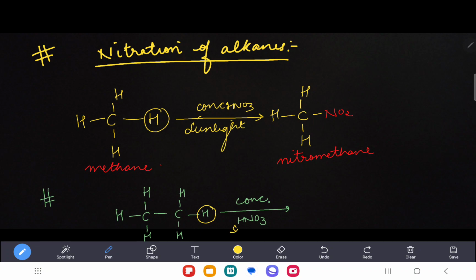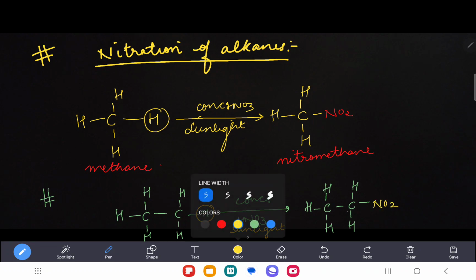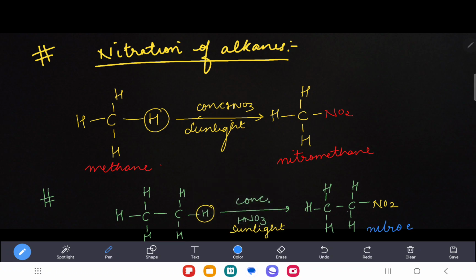You understand? So in the presence of sunlight, this is going to replace one H. You understand? And it is going to form C, C, H, H, H, H, H, and here it is going to be NO2. So the name of the compound shall be nitroethane. What happens to the other hydrogen? Any one of them could be displaced. You could displace this one or this one. Any one of those. It doesn't matter.